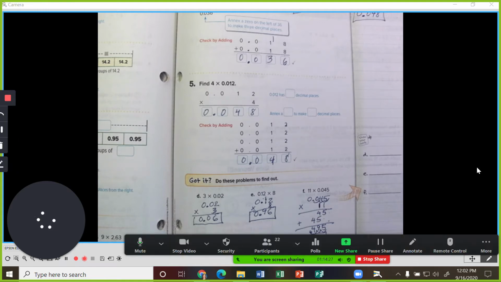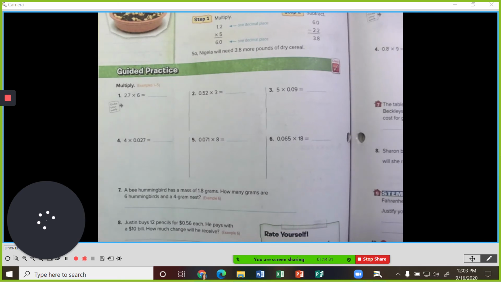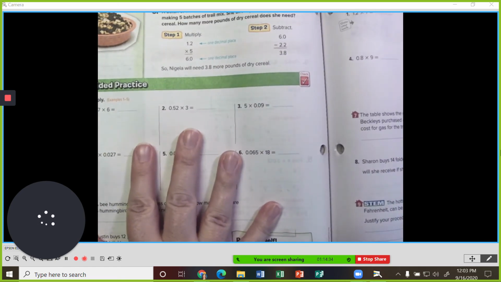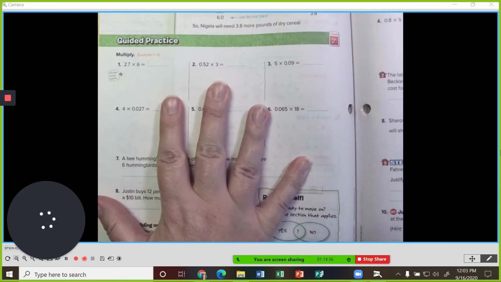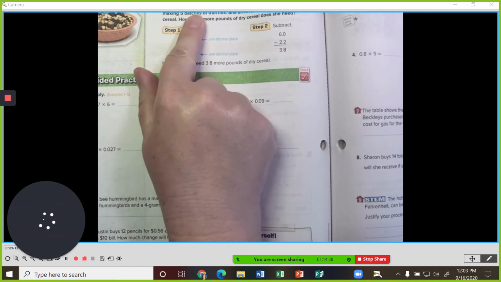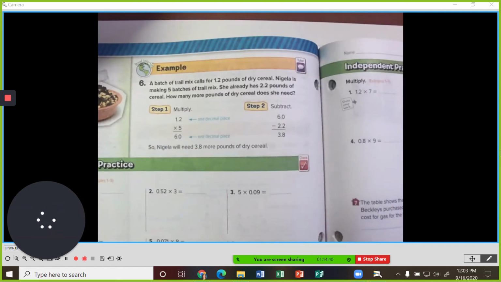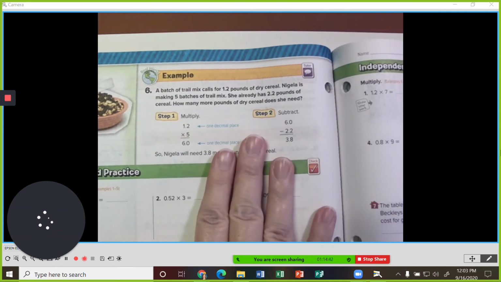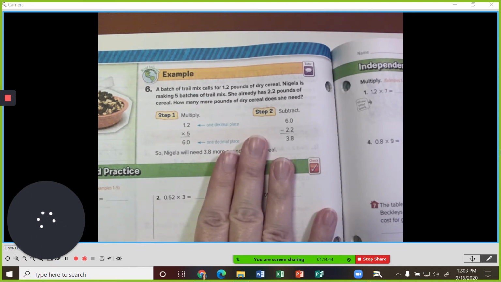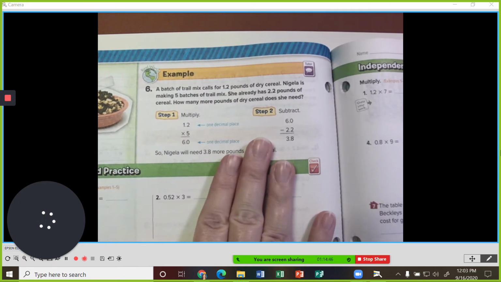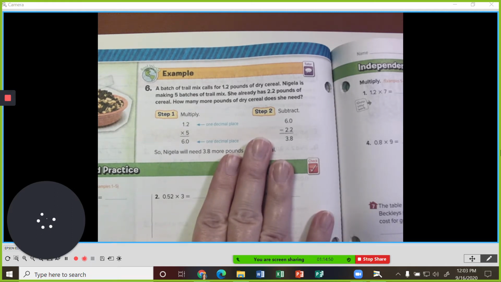Okay, so next, let's go ahead and turn the page to 196. And let's look at the guided practice. Actually, let's look at the recipe problem. A batch of trail mix calls for 1.2 pounds of dry cereal. Nigella is making 5 batches of trail mix. So she already has 2.5 pounds of cereal. How many more pounds of dry cereal does she need?